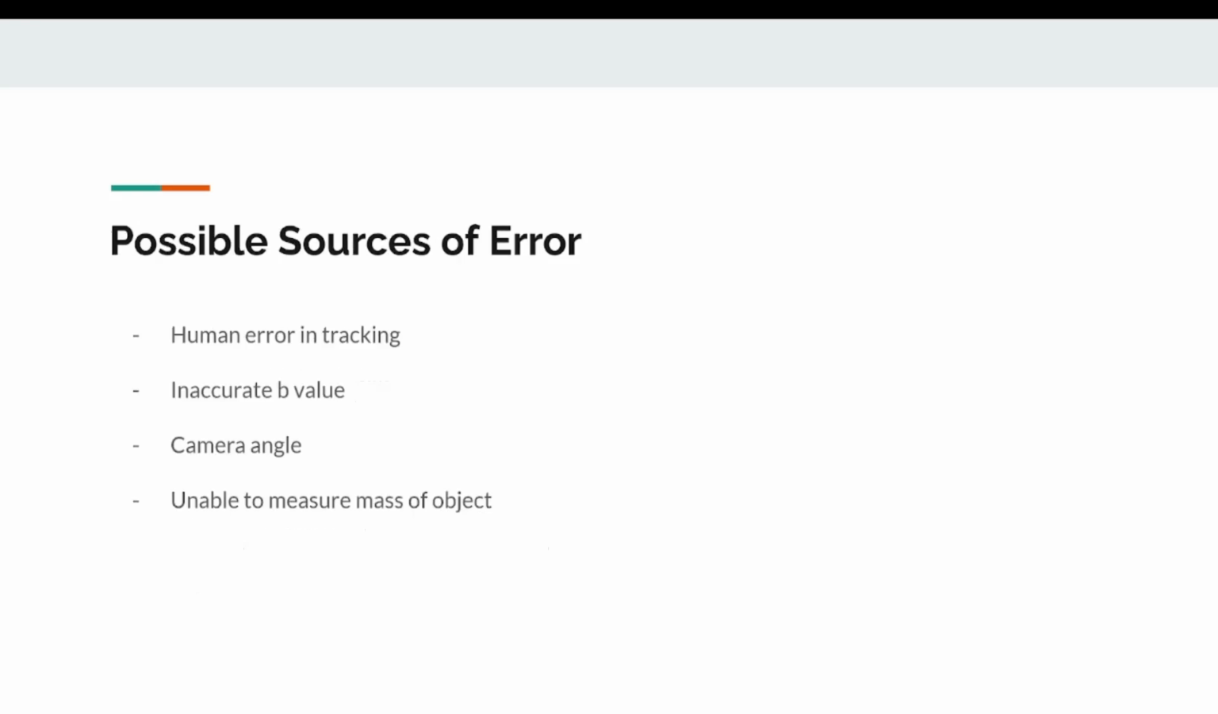So, possible sources of error: first, human error in tracking, which was said before; an inaccurate b value, because the b value is determined through guessing and checking, not through a concrete method. And the camera angle may have also altered our results a little bit, and we were also unable to measure the mass of the object, which in most cases would not matter due to Newton's second law and gravity having the same acceleration no matter what, and drag force not taking into account mass.